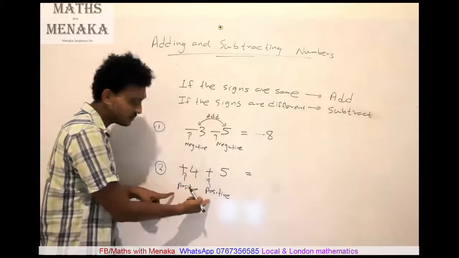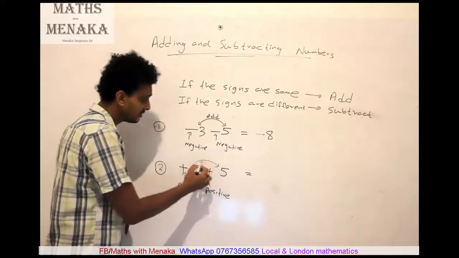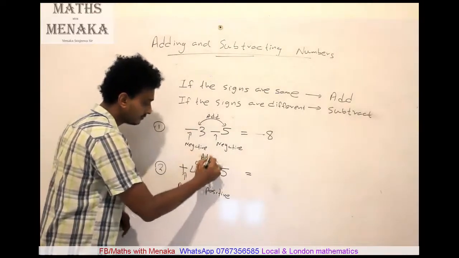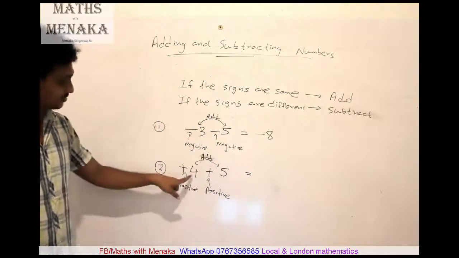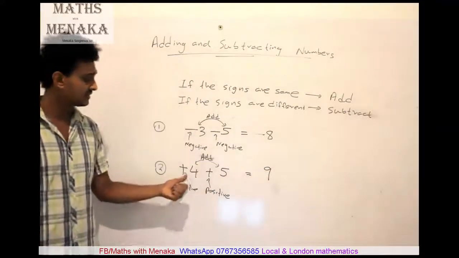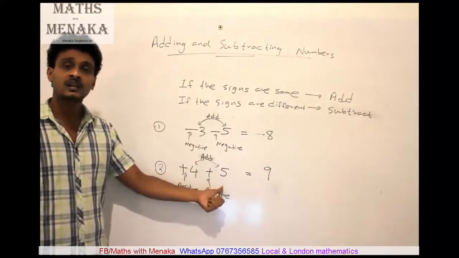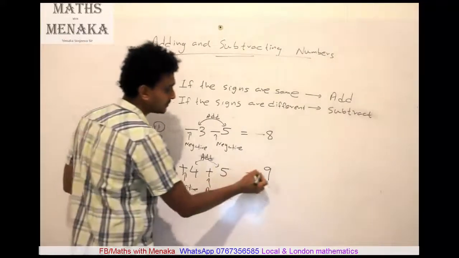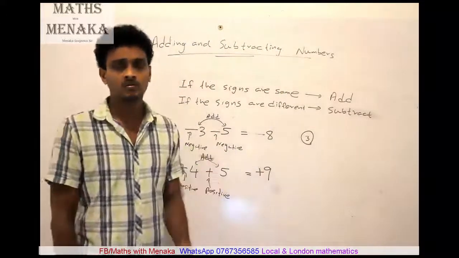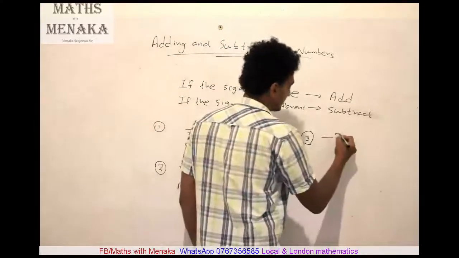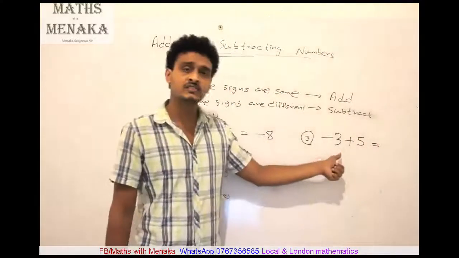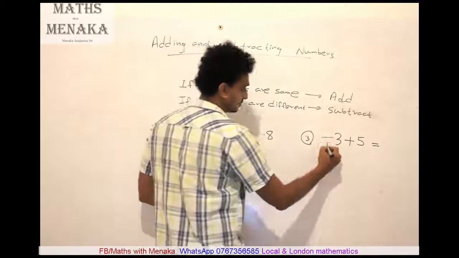The signs of these two numbers are the same, so you should add. Let's add 4 and 5. 9. What is the larger one? This is 4, this is 5. The larger one is 5. The sign of the 5 is positive. The answer is positive 9. Okay, student. Let's go to one more example. Minus 3 plus. What is the sign of 3? Negative. This is negative.